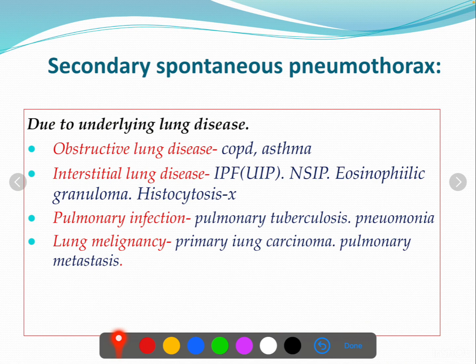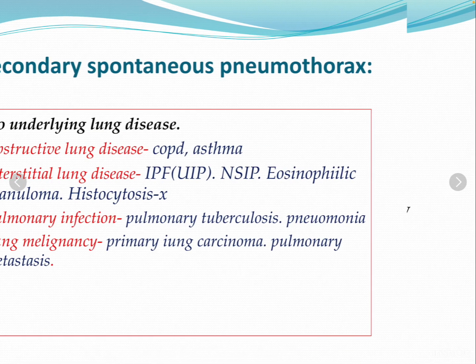Then comes secondary spontaneous pneumothorax. It is due to underlying lung disease. It could be due to obstructive lung disease, like COPD, asthma. Then it could be because of interstitial lung disease, like idiopathic pulmonary fibrosis, or UIP, or NSIP, eosinophilic granuloma, histiocytosis X. It could be due to pulmonary infection like pulmonary tuberculosis, pneumonia, or it could be due to lung malignancy like primary lung carcinoma or pulmonary mets.